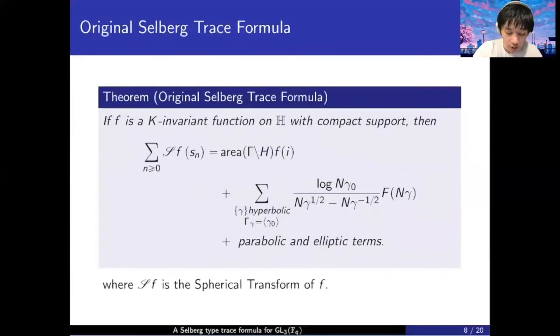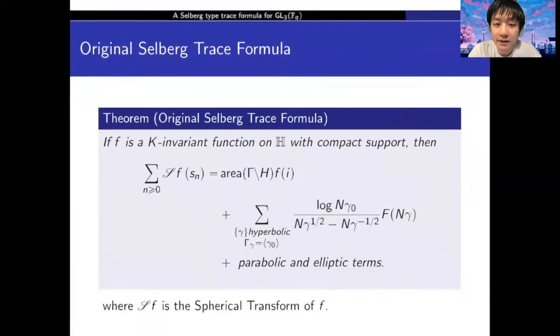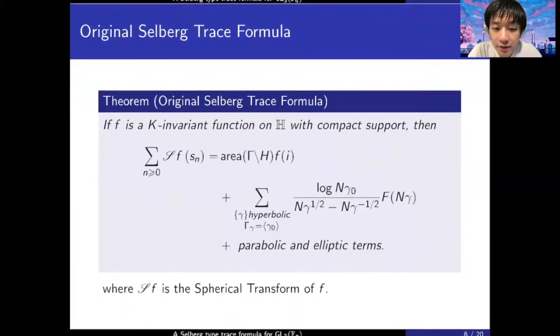Okay. So let me simply talk about the original Selberg trace formula, which gives the intuition for our research. If f is a K-invariant function on H with compact support, then we have this formula where the left-hand side is the spectral side, and the right-hand side is the geometric side. You can see that the first term, the area of gamma mod H times f of i, is a central term. And we have the hyperbolic terms, the parabolic terms, and also the elliptic terms, but they are a little bit complicated, so I don't write all of them down.